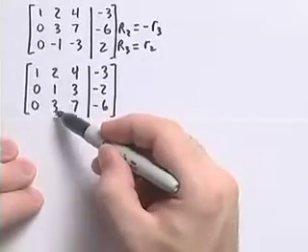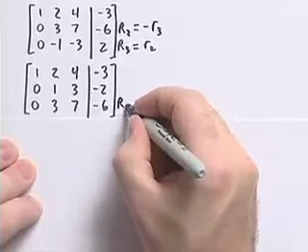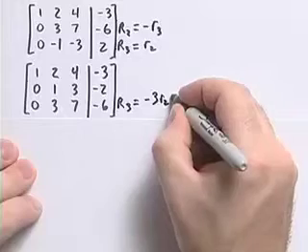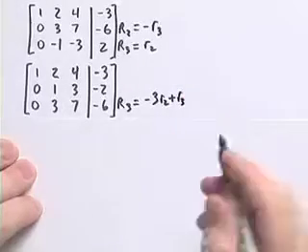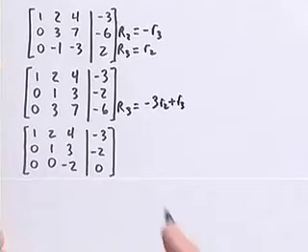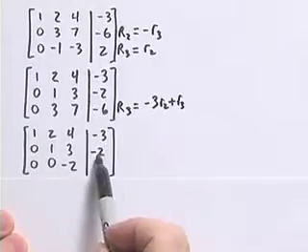We'd like to get a 0 underneath this one. To do that, we're going to change row 3, and that's going to equal negative 3 times row 2 plus row 3. If we perform that operation, we get the following matrix. We did not change the first two rows, so we rewrite those.